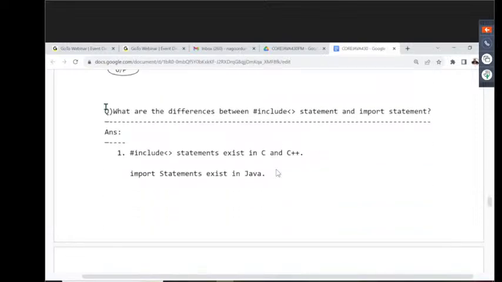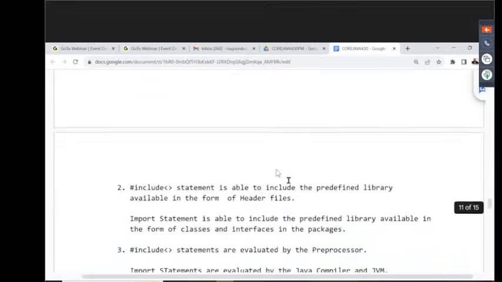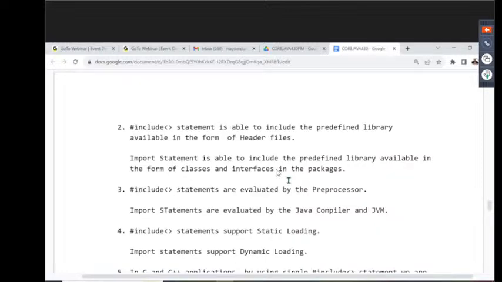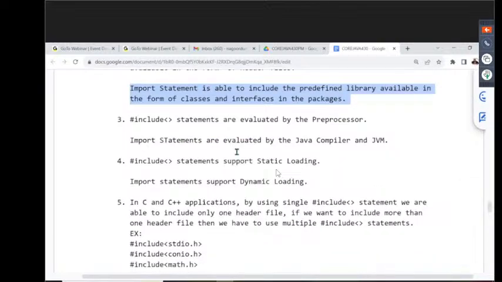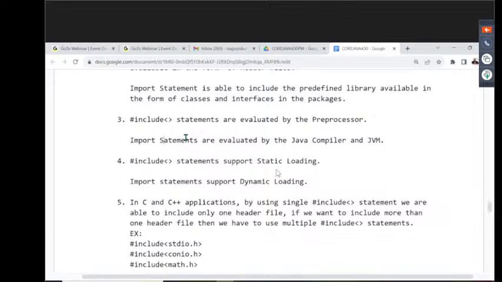Leave this one. What are the differences between the hash include statement and the import statement? Hash include statements exist in C and C++, whereas import statements exist in Java. Hash include statements are able to include the predefined library available in the form of header files. Import statements are able to include the predefined library available in the form of classes and interfaces in the packages. Hash include statements are evaluated by the preprocessor. Import statements are evaluated by the compiler and JVM. Hash include statements support static loading, whereas import statements support dynamic loading.